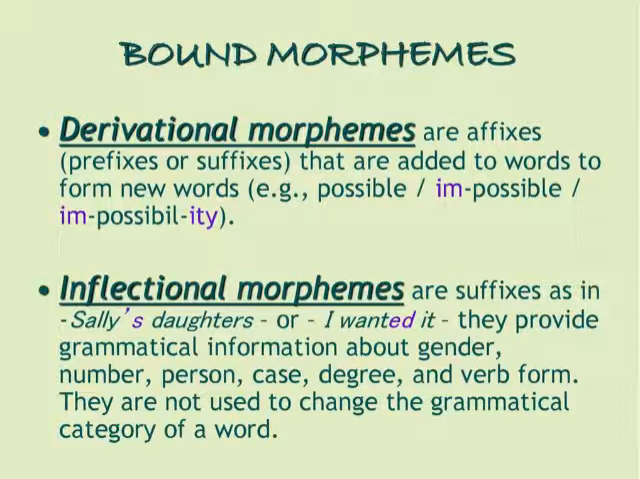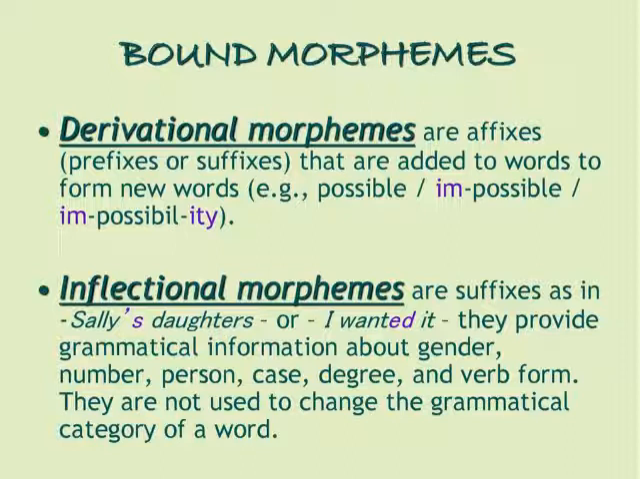Very easy to understand. And inflectional morphemes, very important, are suffixes as in Sally's daughter, but not suffixes like the derivational morphemes. It changes the grammatical sense of the sentence or words, like Sally's daughters, or I wanted it. So Sally's is Sally and then apostrophe s. It means the daughters belong to Sally. I wanted it, used as a past indefinite form of I want. So it makes a grammatical change in the sentence or words.